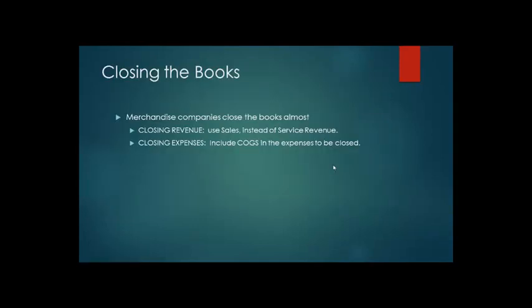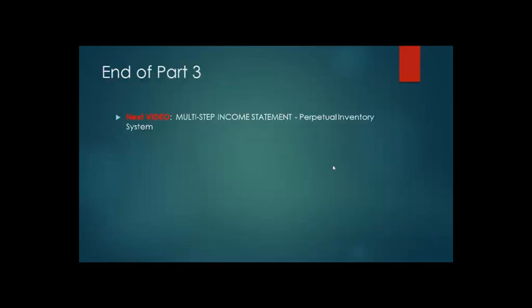Merchandise companies close the books the same way. When they close revenue, they close sales, and when they close expenses, they include cost of goods sold in the expenses to be closed. This ends part 3. Our next video will go over the multi-step income statement for perpetual inventory systems.